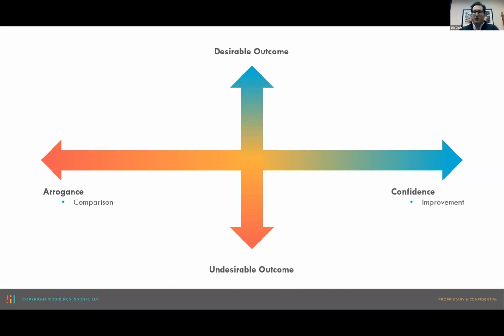Confidence is more about improvement. How do we build production by 5%? How do we grow sales by 10%? Those are the things we're looking for. How do we increase our lead time when we're making sales so it puts less pressure on operations? Those are the types of things we want to build.